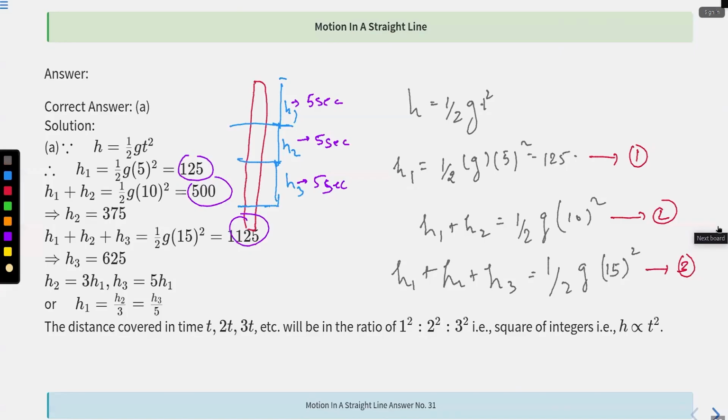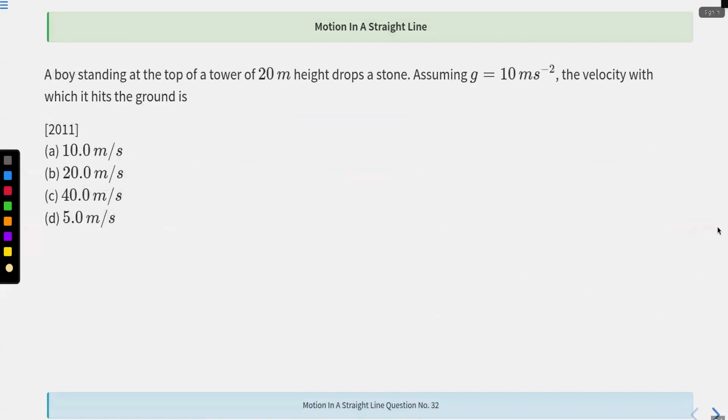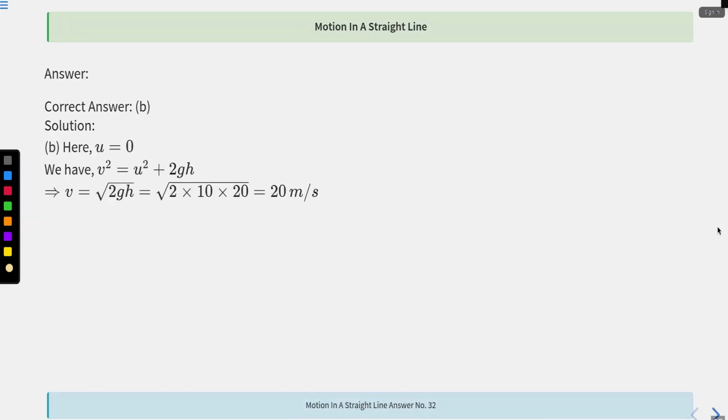We invested a lot of time in this question, but no worries. A boy standing at the top of a tower of 20 meters height drops a stone. Assuming g is equal to 10 meter per second square, find the velocity with which it hits the ground. Final velocity, basically, right? So v square is equal to u square plus 2gh. See, now here's the catch.